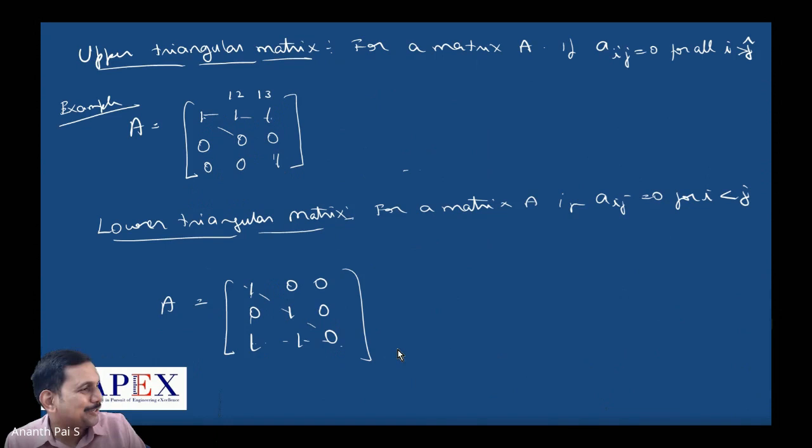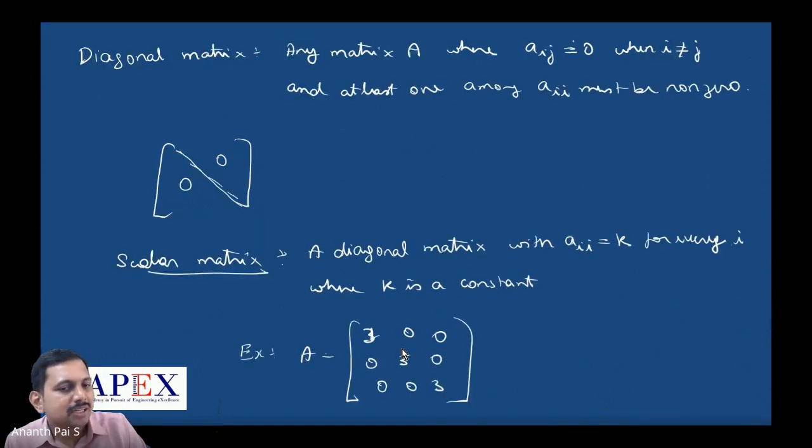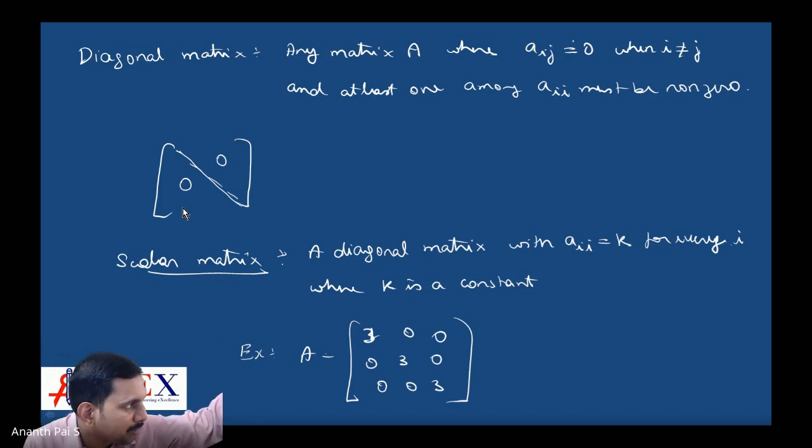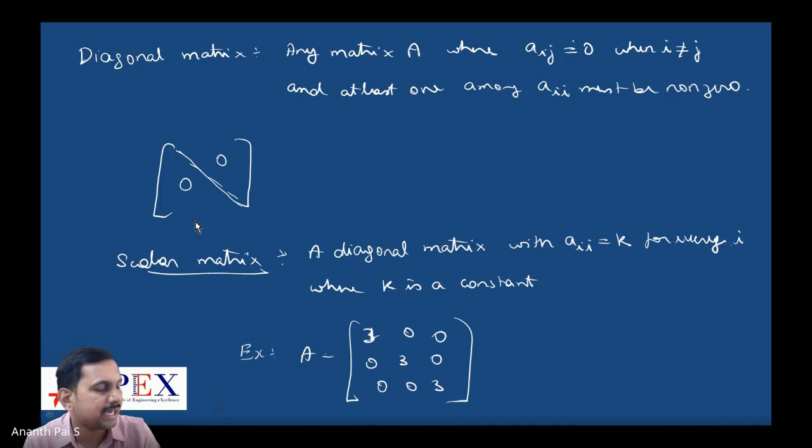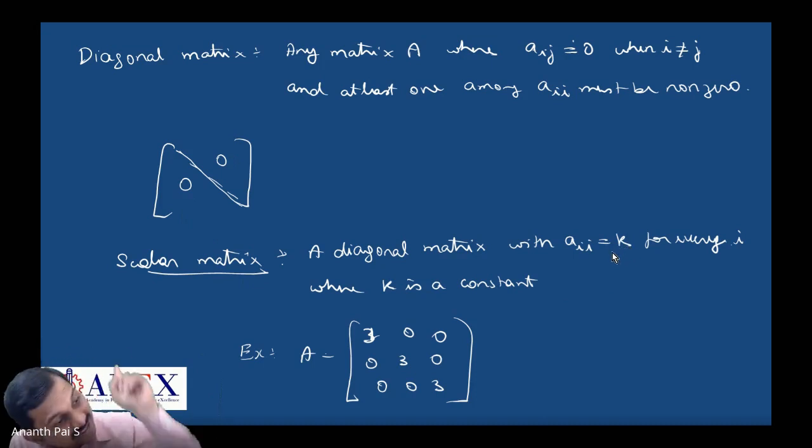So lower triangular and upper triangular, right? Diagonal matrix: the diagonal will have at least one non-zero element. Even if only one is there, it's a diagonal matrix. Others should all be zero. Non-diagonal elements should be 0, and at least one diagonal element should be non-zero. Then it is a diagonal matrix. Scalar matrix: every element is 0 other than the diagonal, and in the diagonal, every element has the same value.